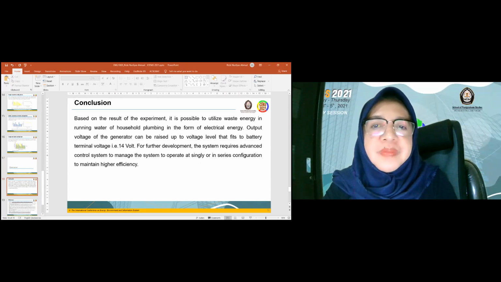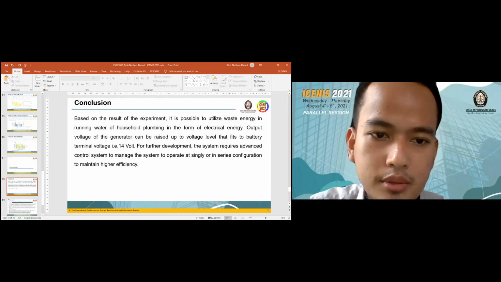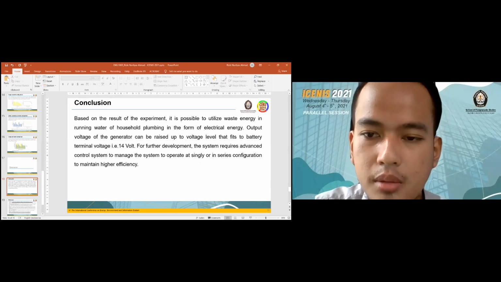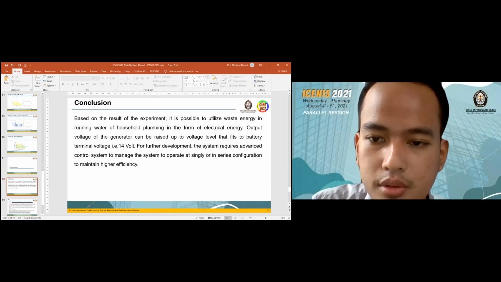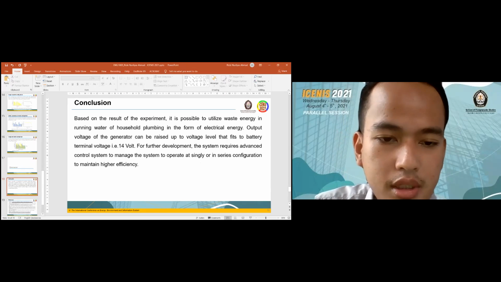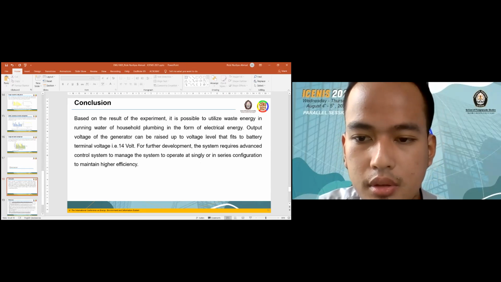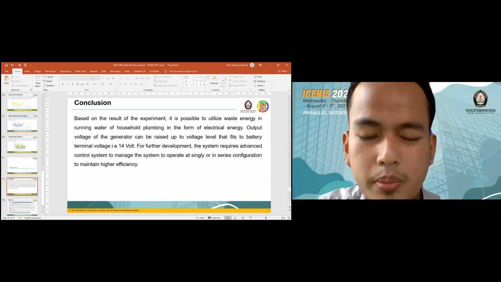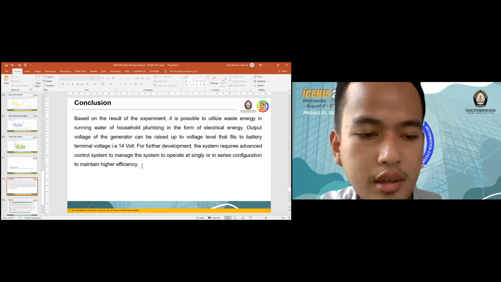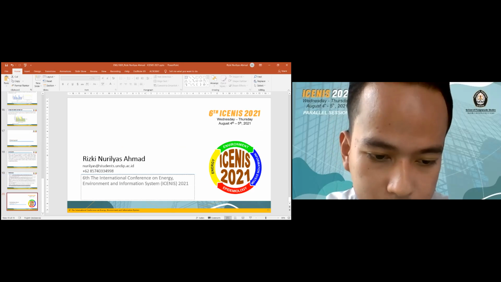Based on the result of the experiment, it's possible to utilize water energy in running water of household plumbing in the form of electrical energy. The output voltage of the generator can be raised up to a voltage level that fits the battery terminal voltage, 14 volt. And for further development, the system requires an advanced control system to manage the system to operate in single or series configuration to maintain higher efficiency. Enough for me. Thank you.